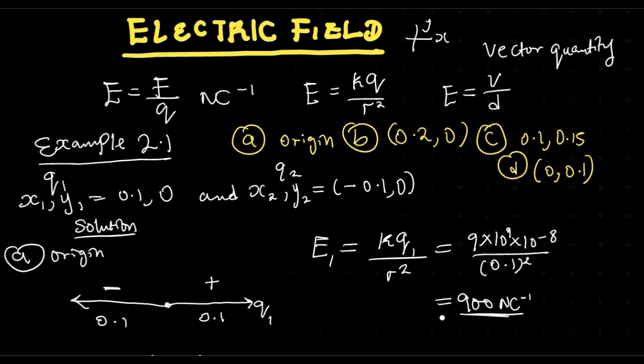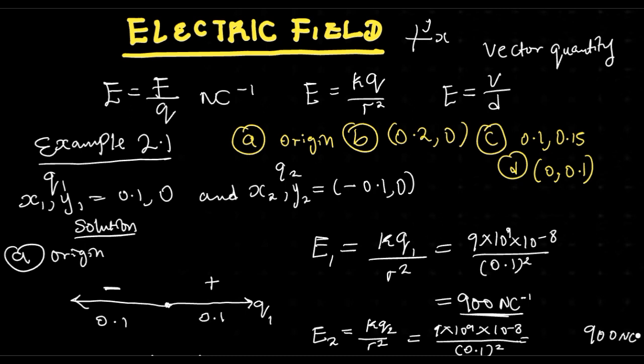Note that this electric field intensity is acting to this positive side, plus. So it is positive. We don't need to put plus. Now let's calculate E2. E2 is equal to K Q2 over r squared, so that's the same thing as 9 times 10 raised to power 9 times 10 raised to power minus 8, all over the same thing, 0.1 squared. So in this case, we also have the same answer, 900 Newton per coulomb per meter.